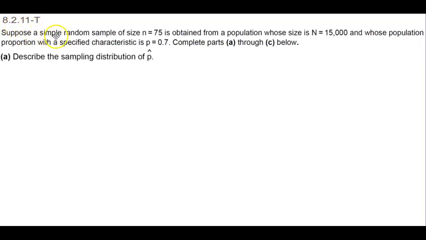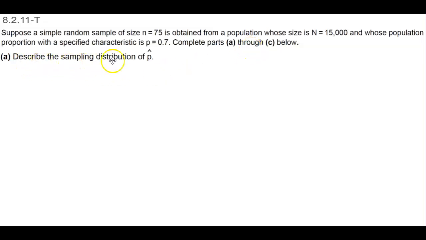8.2.11-T. Suppose a simple random sample of size n, which is equal to 75, is obtained from a population whose size is capital N, which is equal to 15,000, and whose population proportion with a specified characteristic is p, which is equal to 0.7. We're going to complete parts A through C below.